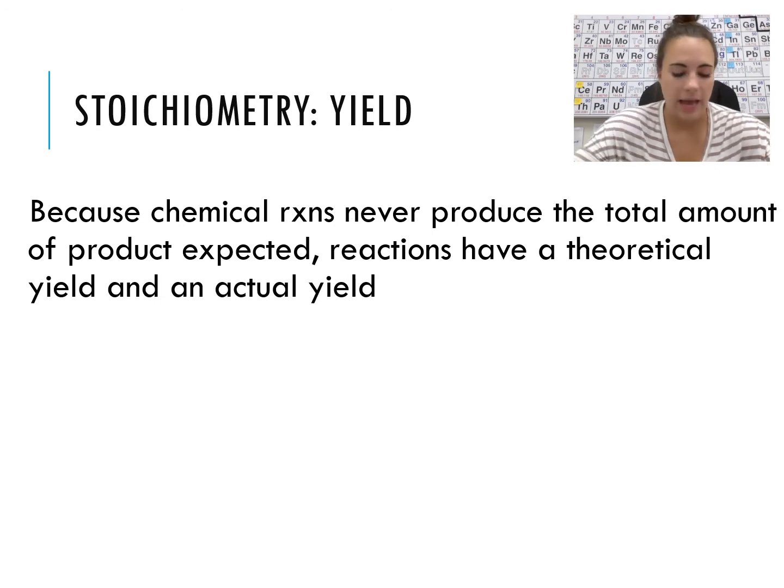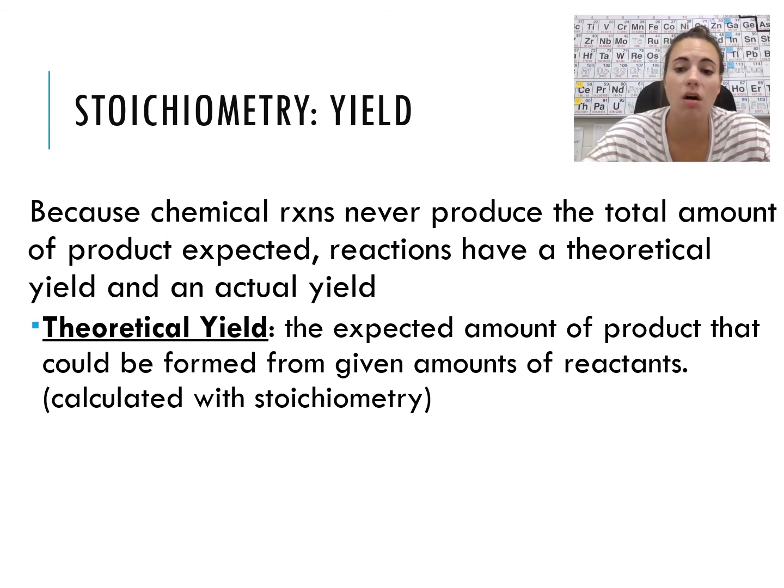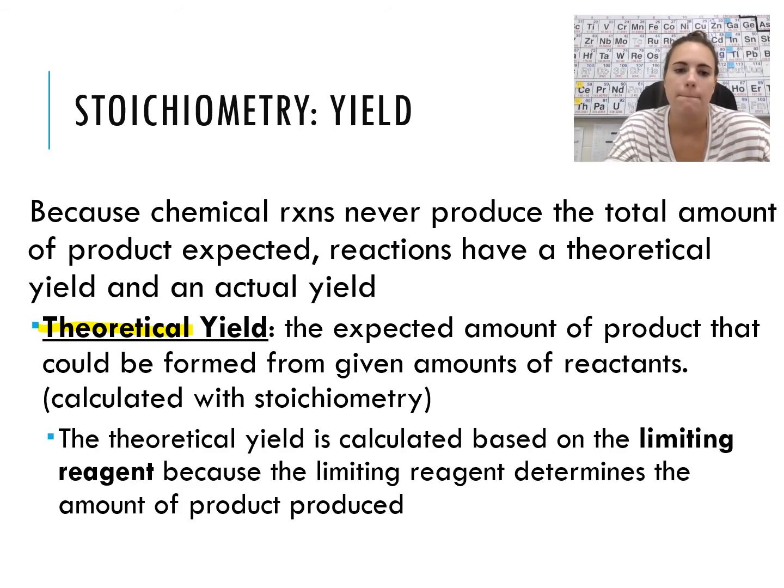Because labs and anything else are never perfect, chemical reactions usually do not produce the total amount that's expected. So what that means is we call the calculated amount that could be produced the theoretical yield, meaning it's literally theoretical. It's what could be made if everything goes perfectly. This is calculated based on the limiting reagent. It's what we just did. It's what we calculate using, okay, this is how much we have. When it runs out, this is the amount that we could make. That's the theoretical yield.